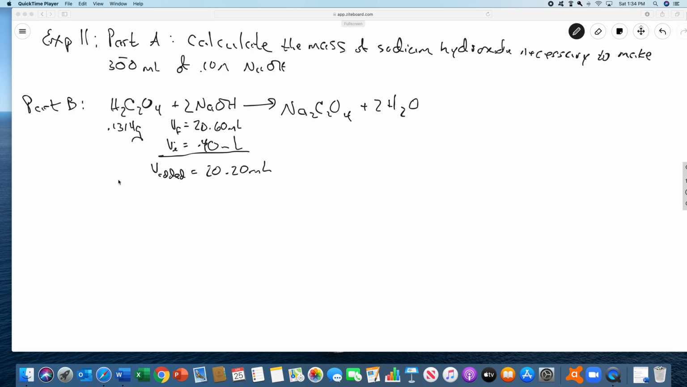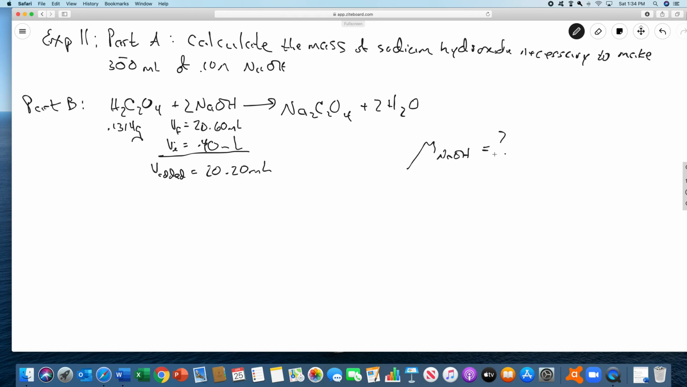Now, if you looked at the titration video that Amanda, my colleague, did, this is the data. So we put 0.1314 grams of oxalic acid in a flask. We filled a burette and read 0.40 mL. We added sodium hydroxide until it turned pink. The final reading was 20.60 mL, which means we added 20.20 mL of sodium hydroxide. Our goal is to find the molarity of the sodium hydroxide.